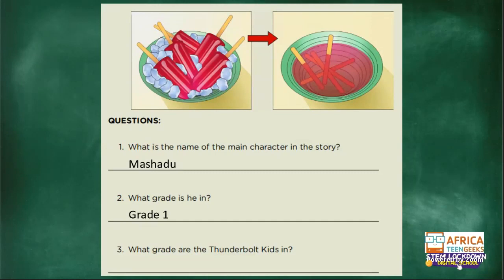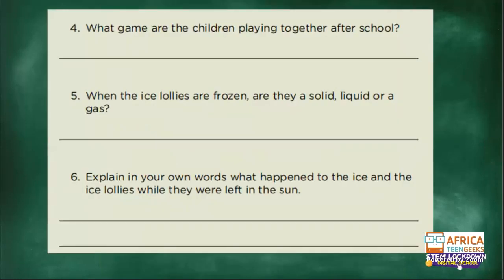So in what grade are the Thunderbolt kids? Yes, they are in grade 4. You've got it. So he was in grade 1. He doesn't know about science. And they are in grade 4. Now, just to see if you were really listening and reading, what game are the children playing together after school? What do you say? I have a unanimous answer here. All of you heard correctly. They were playing soccer.